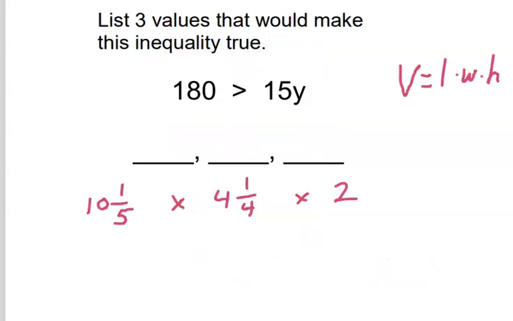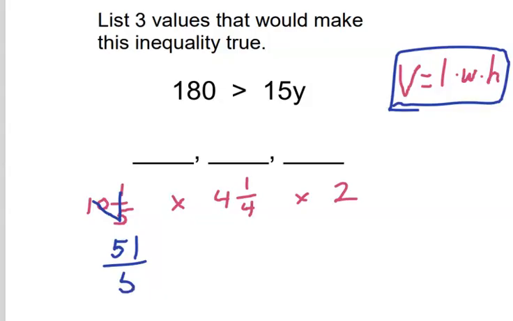All right, now we need to find the volume. Remember, volume is always length times width times height. So we have 10 1/5 times 4 1/4 times 2. All right, so let's go ahead and start making this so we can actually work with them and change them from being a mixed number to an improper fraction. 10 times 5 is 50 plus 1 more is 51. So this ends up being 51 over 5. 4 1/4. 4 times 4 is 16 plus 1 more is 17. So we have 17 over 4 times, well, the 2 becomes 2 over 1.